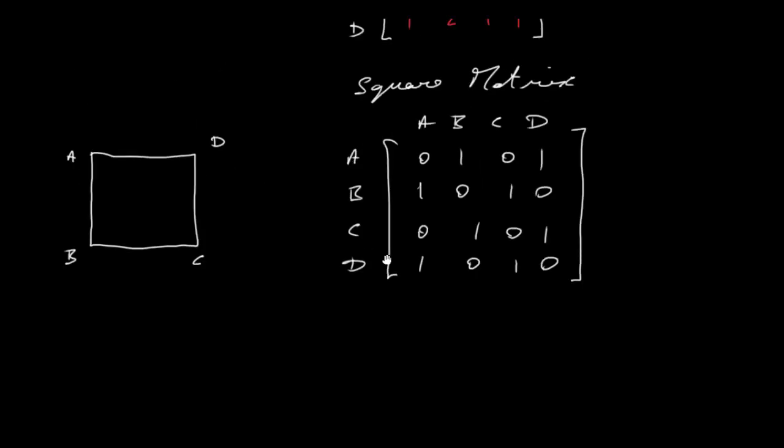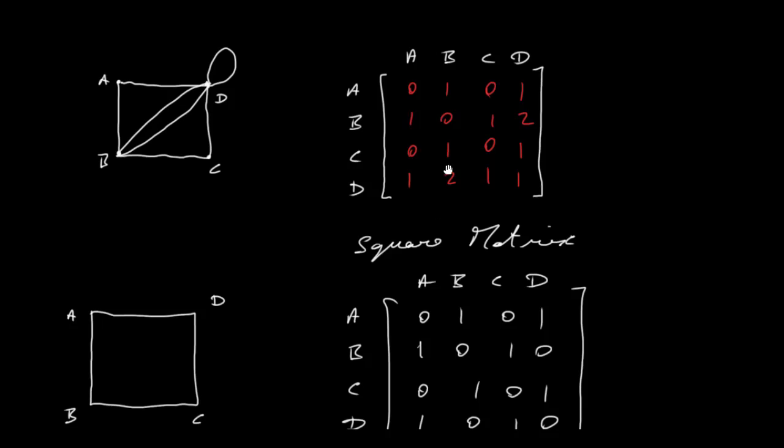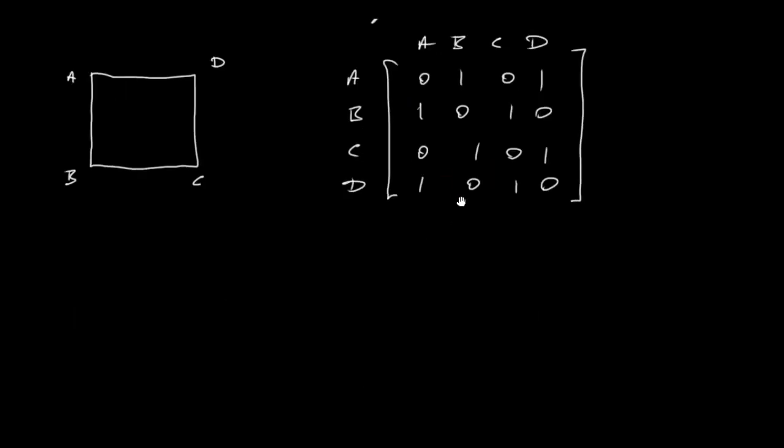If we go back here to our previous matrix, how many walks of length 1 are there between B and D? Well, if we look at B and D here, there are 2 walks, this one here and this one here, of length 1 between B and D. Let's have a look and see how many walks there are of length 2 between these vertices.